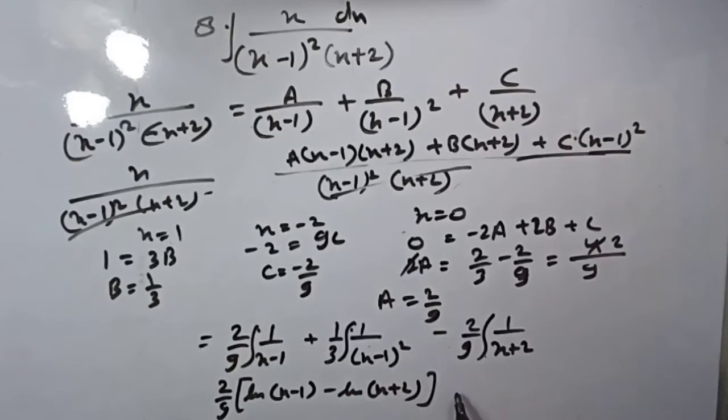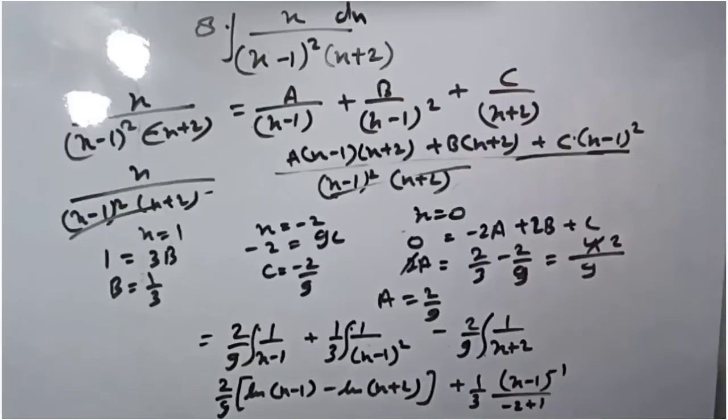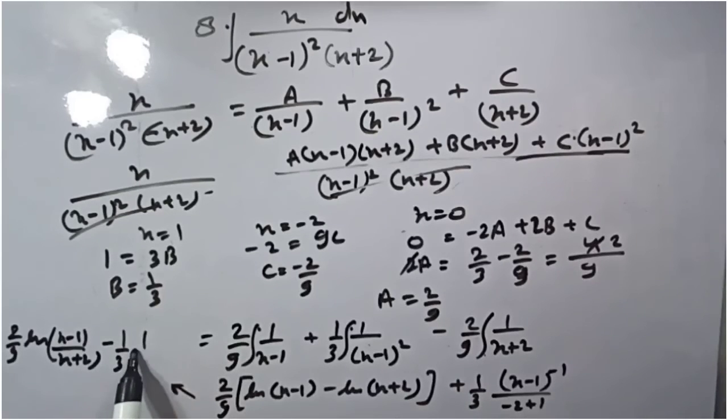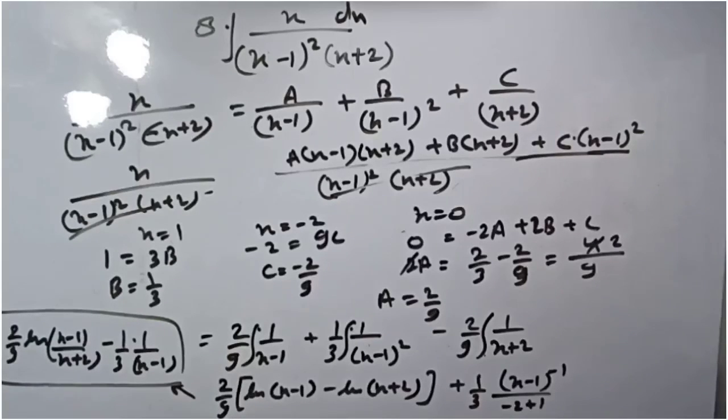And it is coming out this plus 1 by 3. What is the integration of this? The integration of this is x minus 1 to the power minus 2 plus 1. Now continuing to solve these equations, we can write simply over here: 2 by 9, we are applying the logarithmic formula here, ln of x minus 1 upon x plus 2, and this is minus 1 by 3 times 1 upon x minus 1. This is basically the answer of this question, guys.